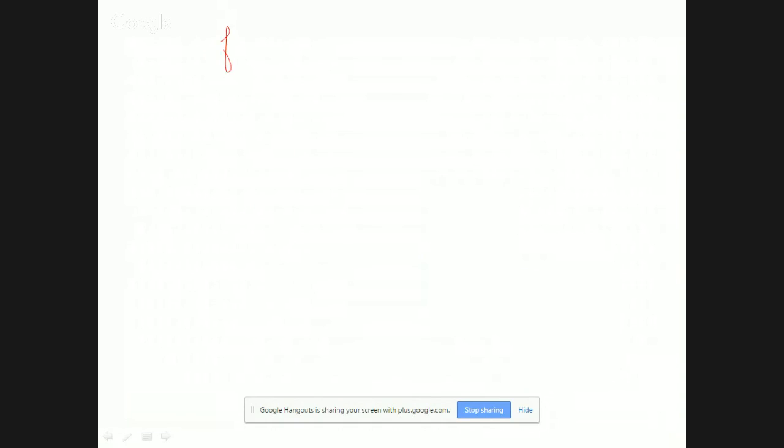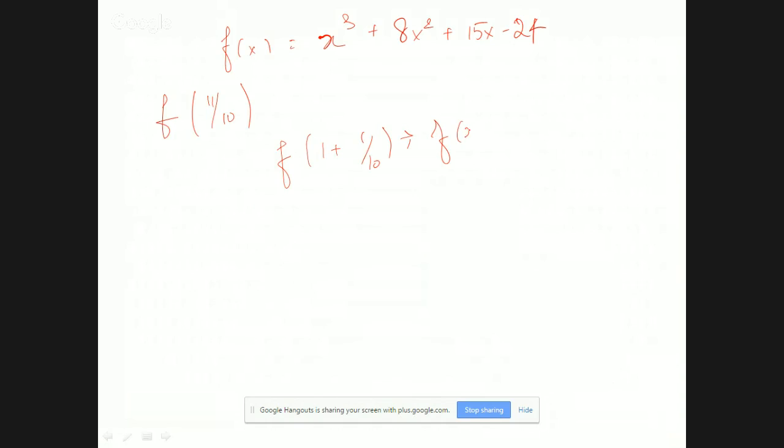There is one function given, f of x is equal to x cube plus 8x square plus 15x minus 24. The question is, find the value of f of 11 by 10 using Taylor series. See, f of 11 by 10 can be very well written as f of 1 plus 1 by 10. So this is in the format f of x plus h, where x is equal to 1, h is equal to 1 by 10.